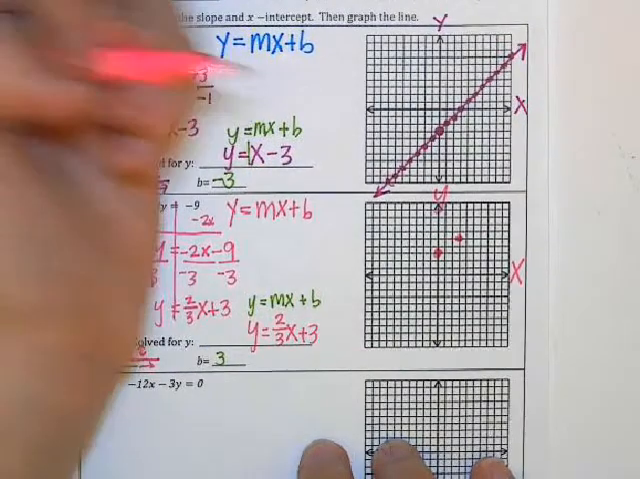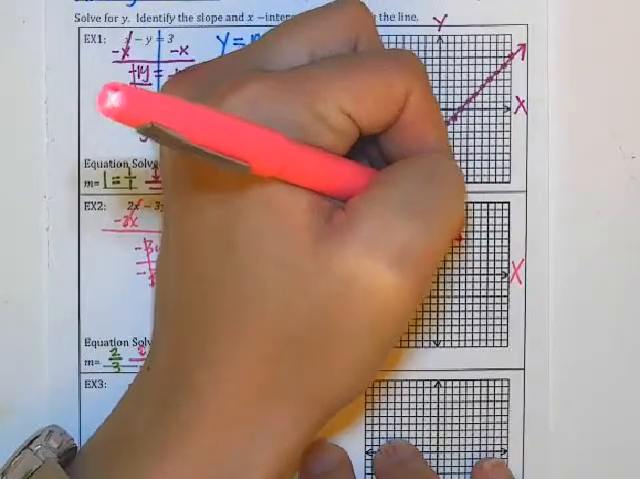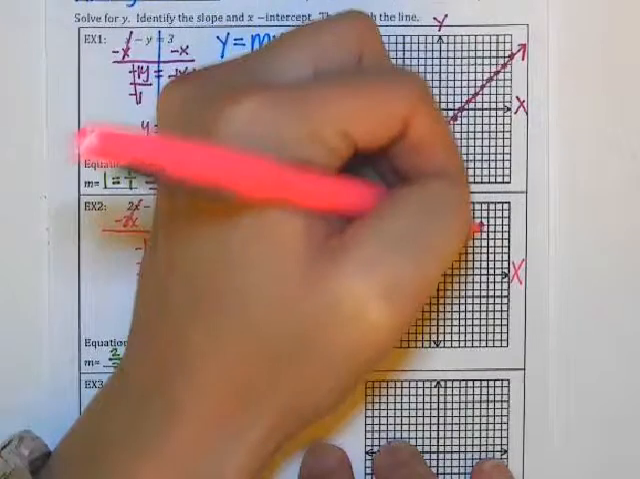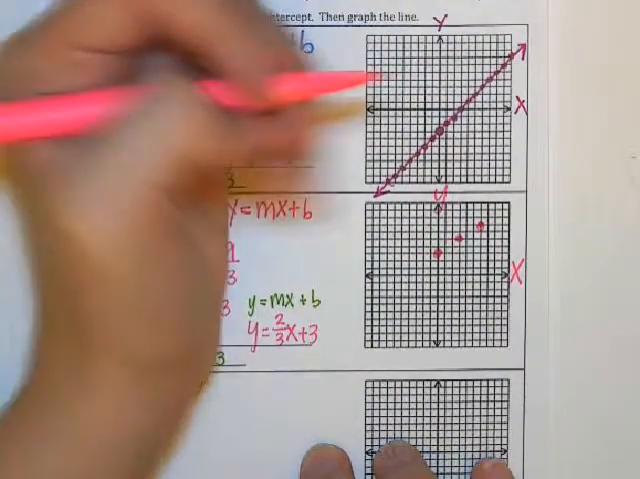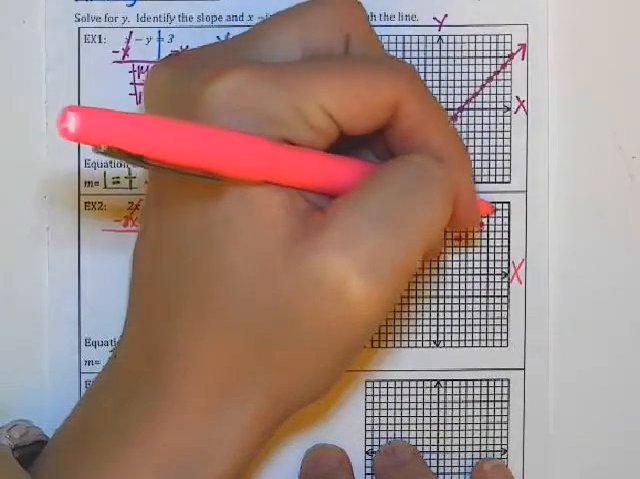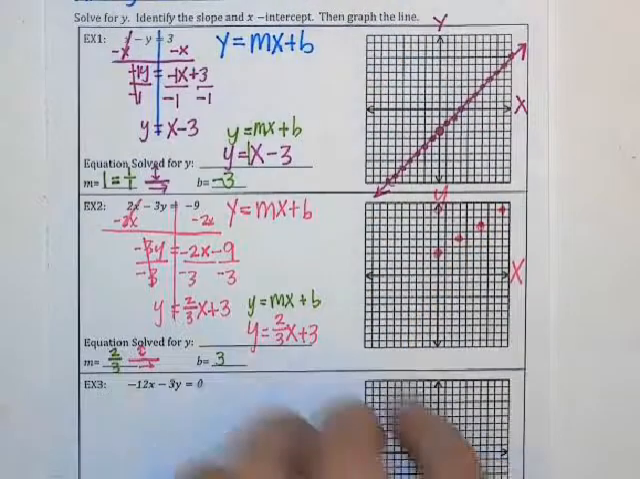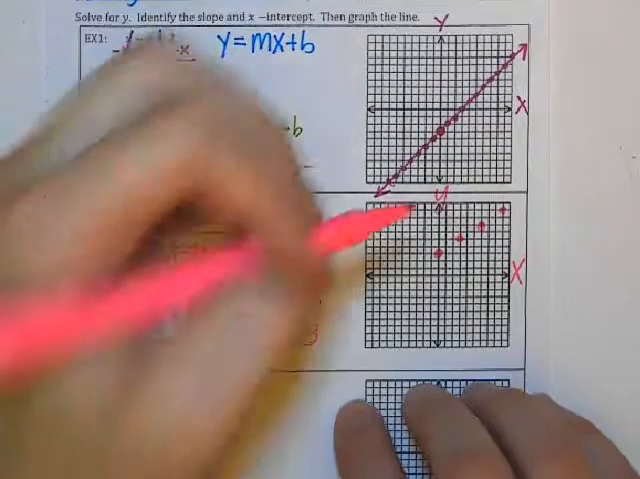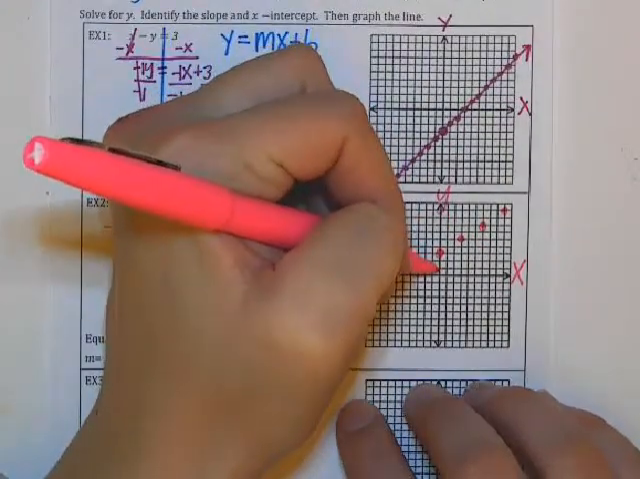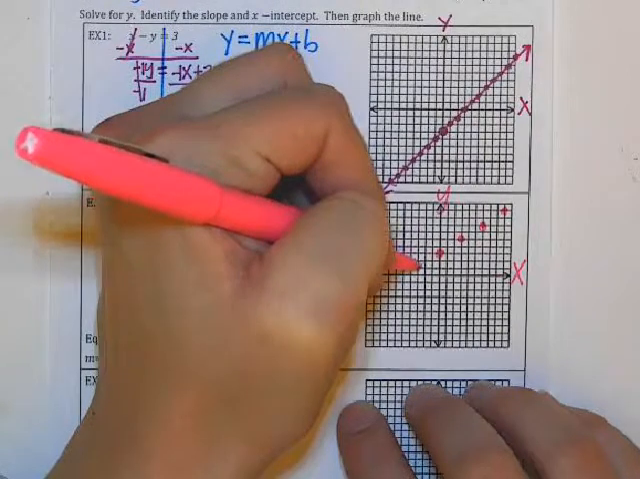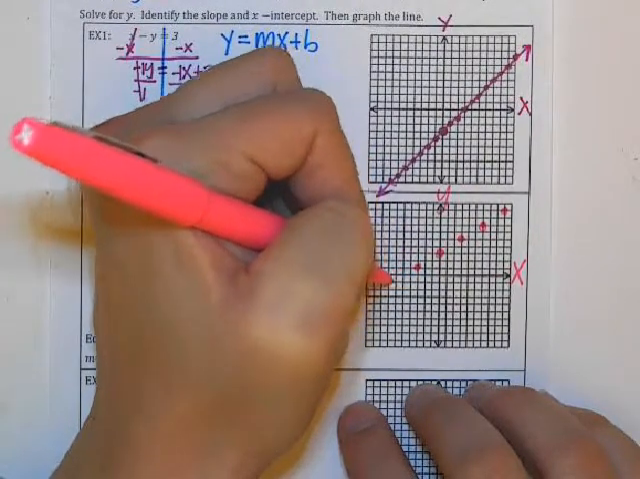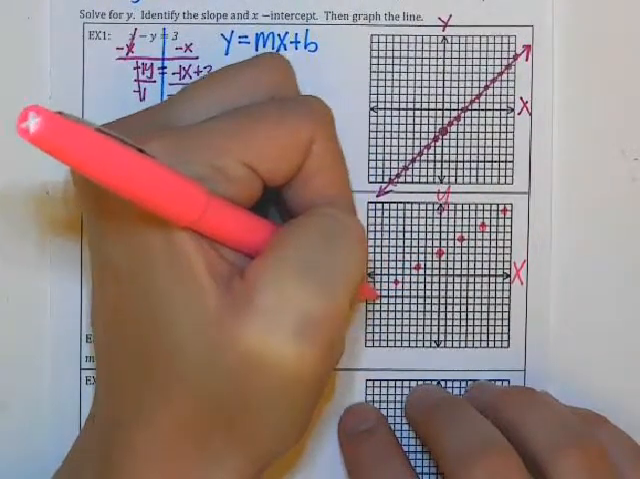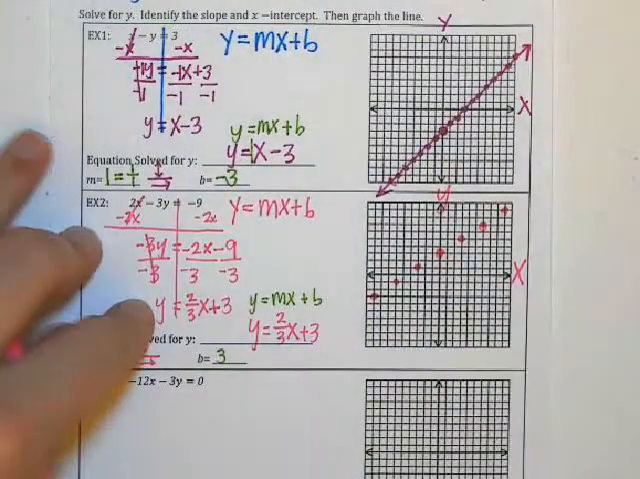Then you do it again. Up 2 to the right 3. And I put my dot. And again, up 2 to the right 3. We always go right first. Can I go any further? Nope. So now I go the opposite way. Down 2, other way 3. Down 2, other way 3. Down 2, other way 3. Draw your line.